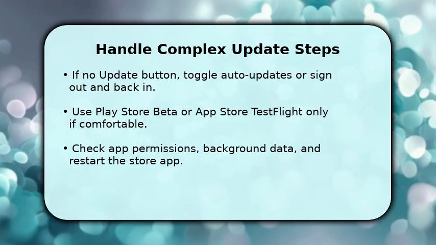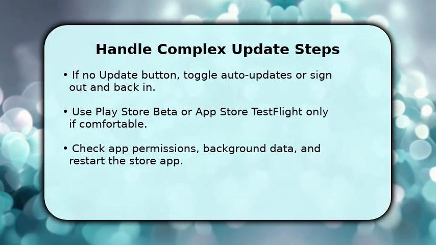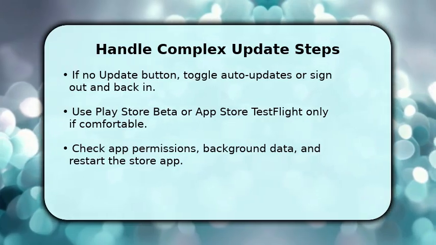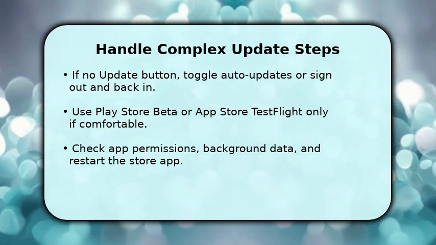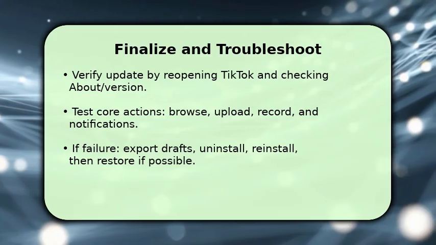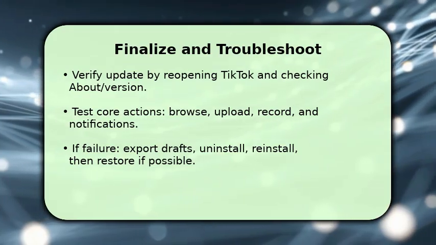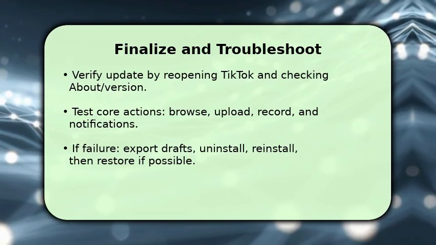Make sure TikTok has required permissions and background data enabled so the update can complete and new features run properly once installed. After installation, open TikTok, confirm the new version in settings, and test main flows. Play videos, record a clip, upload a draft, and check notifications because functional checks reveal permission or feature issues.